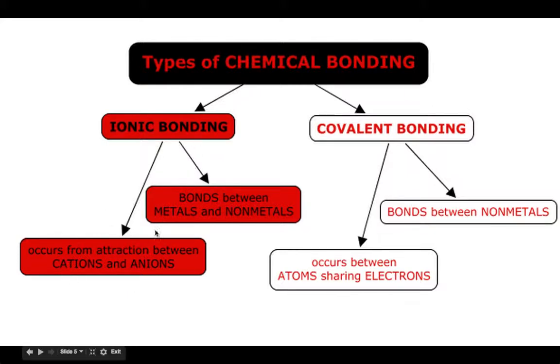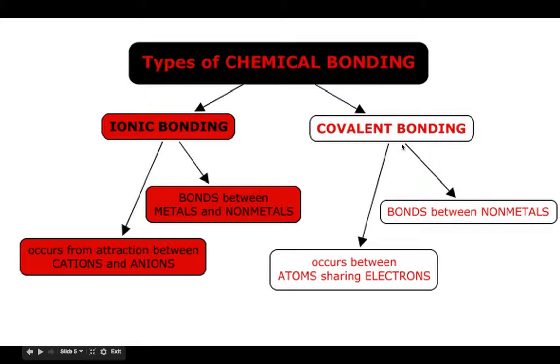If you also remember, metals tend to form cations. Metals form positive ions, and nonmetals form negative ions. So because of that, ionic bonding involves a bond between metals and nonmetals. It's really important to remember, and we're going to go over this more in the next video.